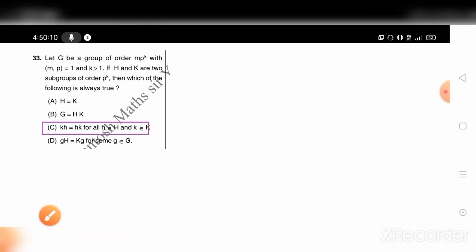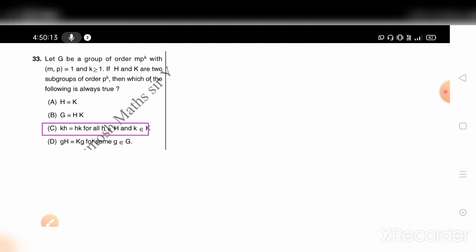Next question. If G is a group of order m p raised to k, with GCD of m and p equal to 1 and k is greater than or equal to 1. If H and K are two subgroups of order p raised to k, then which one of the following statements is true? kh is equal to hk for all h belongs to H, k belongs to K. Option C is correct.